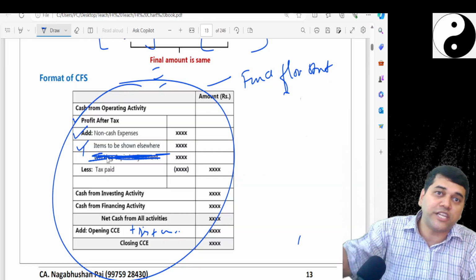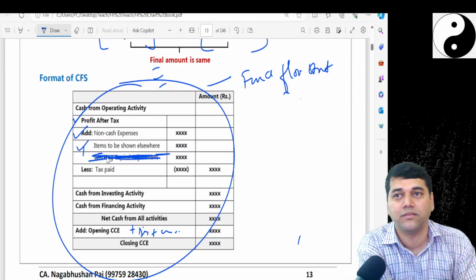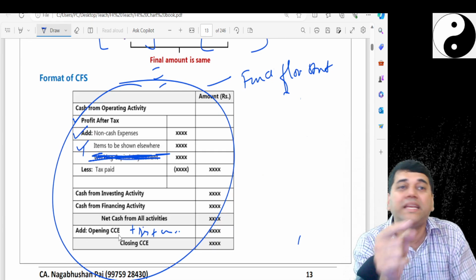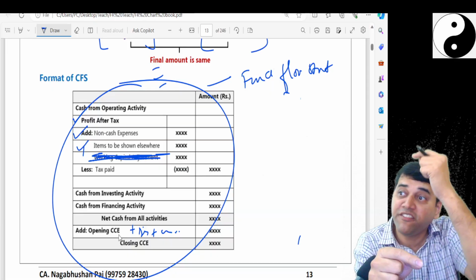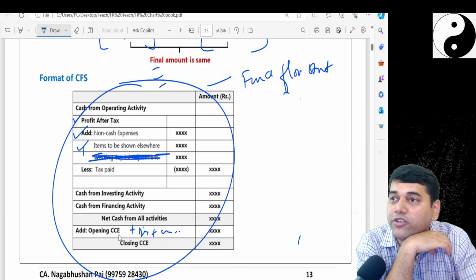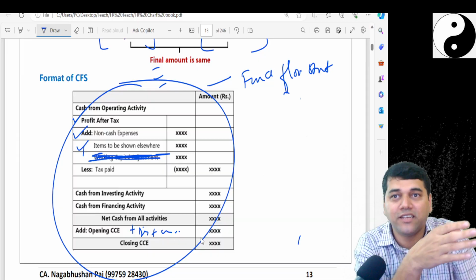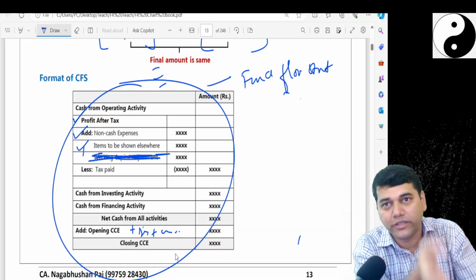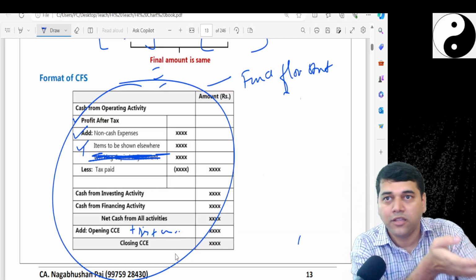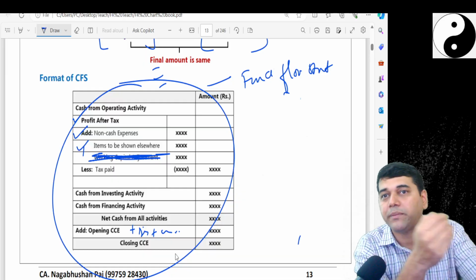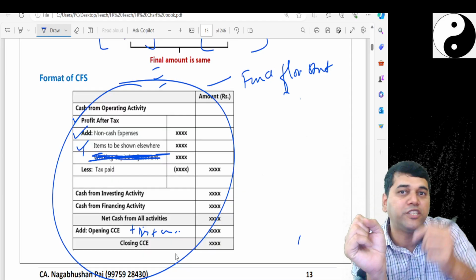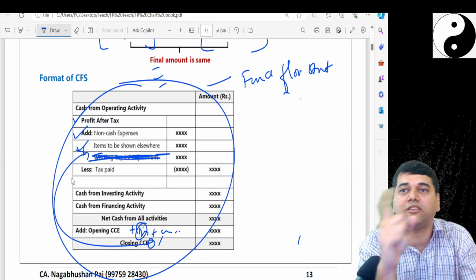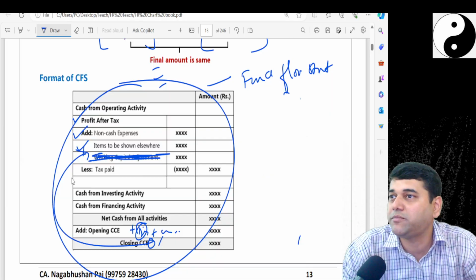From the fund flow statement, we came to the cash flow statement. Because if I talk about a fund flow statement, then what comes is opening fund. What all the things do you include in your fund? Cash, debtor, stock. What is your closing fund? Closing cash, closing debtor. Now, if you don't want to prepare a fund flow but you want to prepare a cash flow, then the only adjustment is the fund flow adjustment. The difference between opening debtor and closing debtor should come here as operating. Then it becomes a cash flow statement.